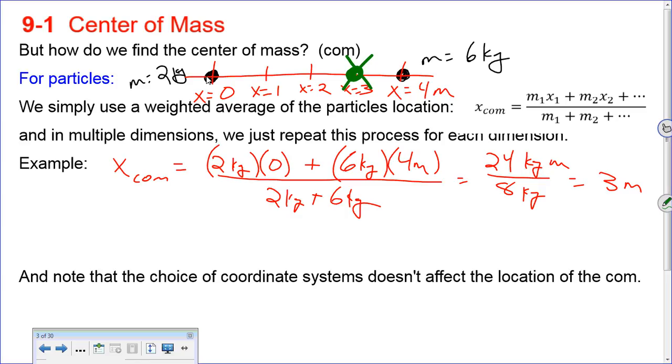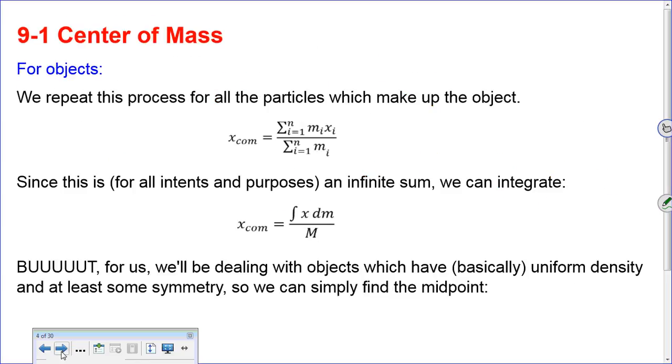Okay, so those are the most basic center of mass problems. The reason these are basic is because we're dealing with these as particles, but they don't have size, they just have location. It's like this infinitesimally small mass concentrated at that one point. But as we know, objects don't really work that way. Objects have size. So how do you find the center of mass of an object as opposed to a particle? Well, basically what you do is you repeat the process for all of the particles that make up the object.